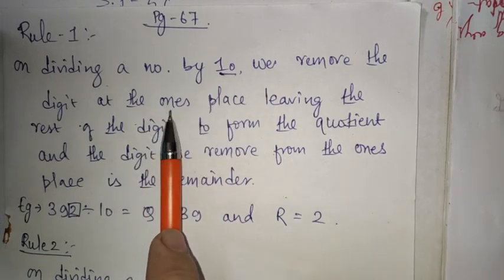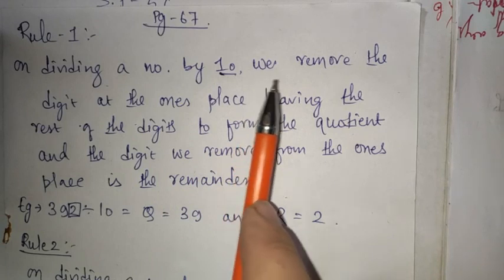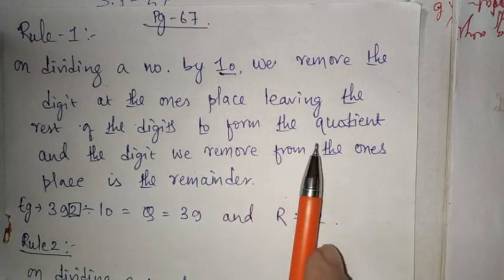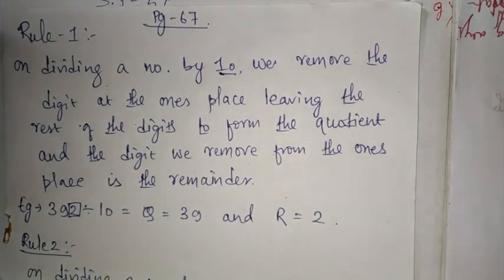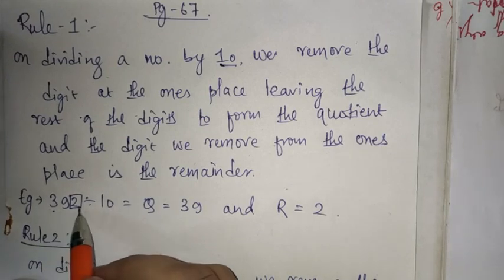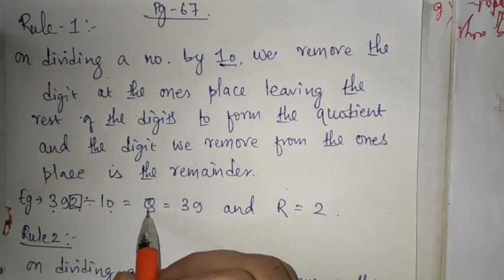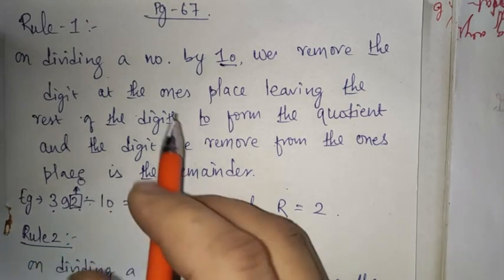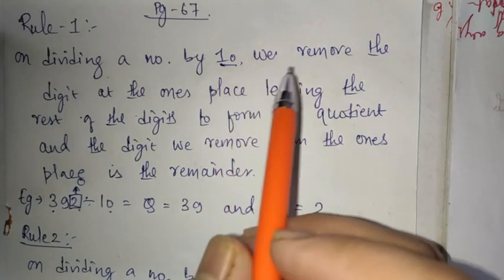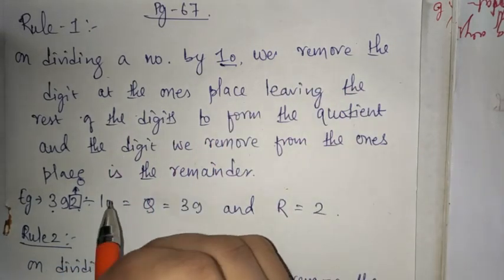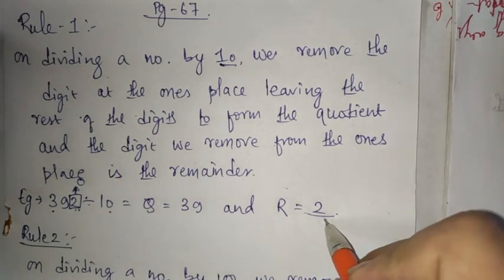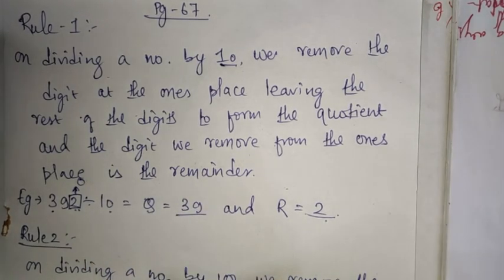Whatever is the digit at the ones place will get removed, leaving the rest of the digits to form the quotient, and the digit we remove at the ones place is the remainder. Just see the example: 392 when divided by 10, your quotient is 39. That is the ones place. Whatever we remove at the ones place becomes your remainder. When you are dividing by 10, the ones place should be removed, and that will be your remainder, and the remaining 39 will be the quotient.